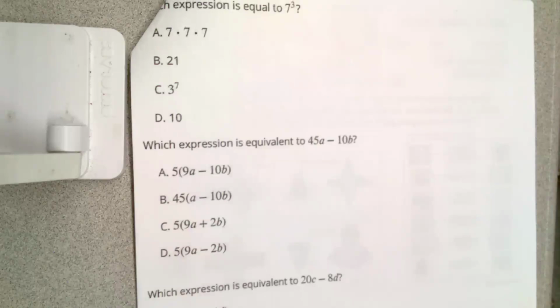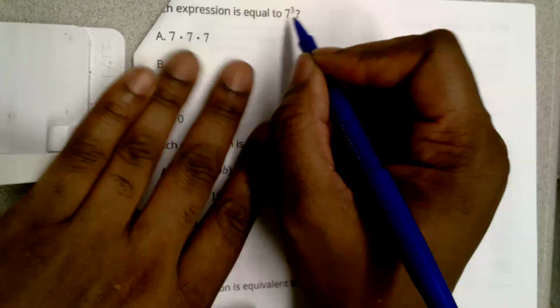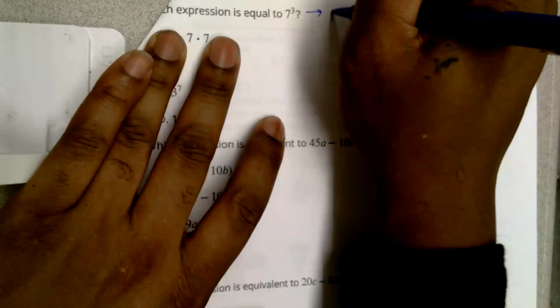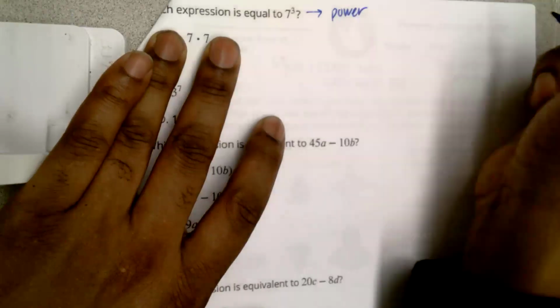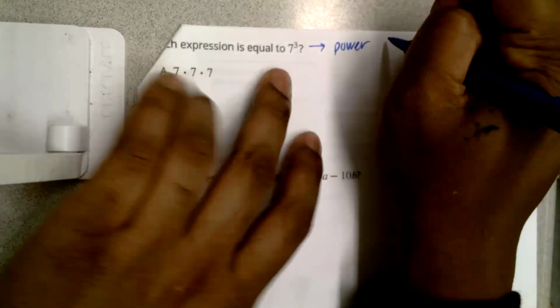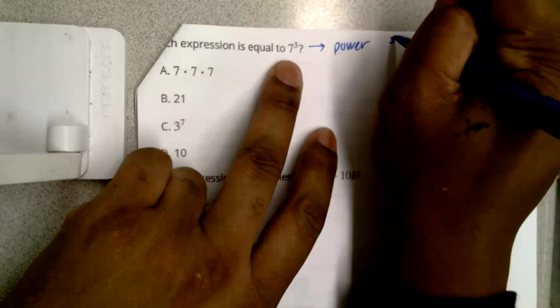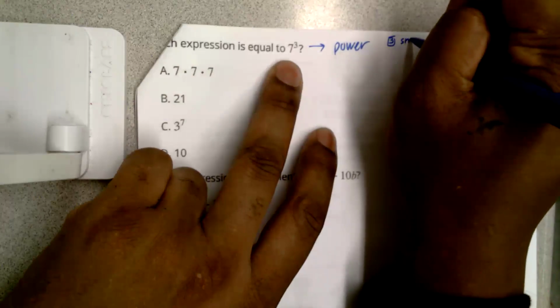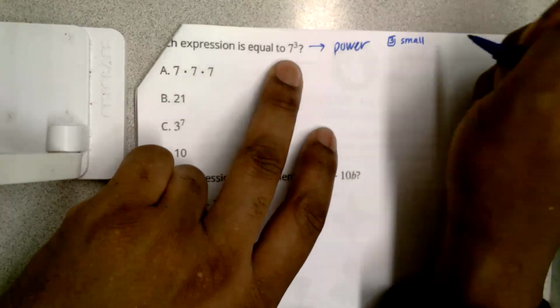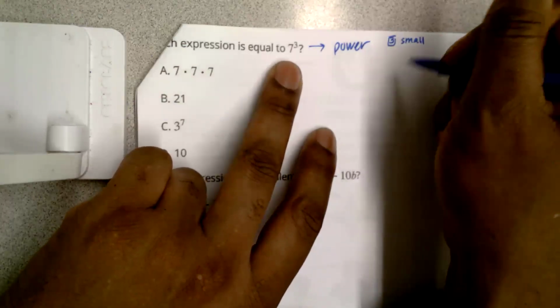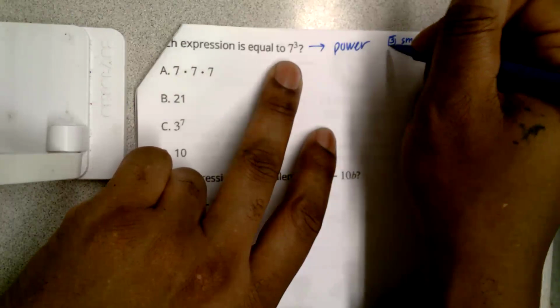Now, this is extremely important because I'm teaching you something that I didn't really teach you, but if you were in sixth grade, you would have learned, right? This is what you call a power. A power is an exponent that is at the top and it's small. A power means that you're multiplying by the same number to the amount of the power.